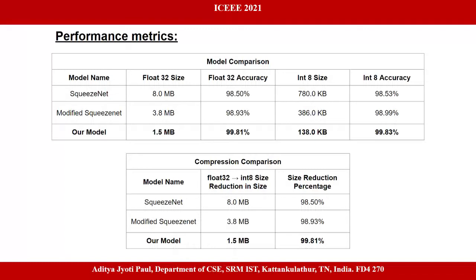Coming down to the compression comparison, we notice here that the smallest models are actually getting the greatest reduction in size percentage. So the SqueezeNet model, which is 8 MB in size, had a size reduction percentage of 98.5, whereas when the 3.8 MB model was taken, it had a size reduction percentage of 98.9, whereas for our model it was 99.8, which is almost 99%.